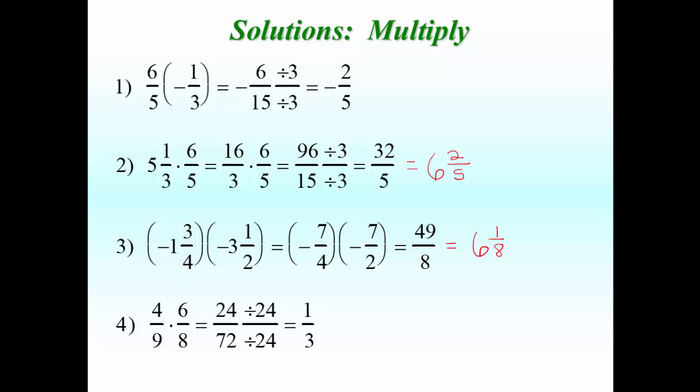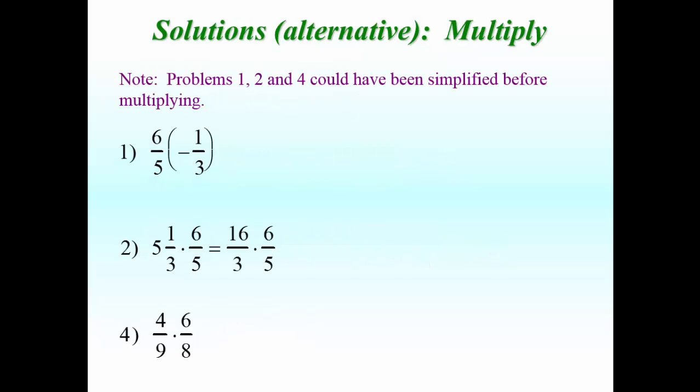If you have any issues, you need to take a minute, stop the video. You need to go through and see where your mistakes were made because these solutions are solved for you step by step. You could have used your alternative for multiplying for 1, 2, and 4 because you could simplify before you multiply if you chose. So again, 3 goes into 3 once, 3 goes into 6 twice. In the end, you still get a negative 2/5.